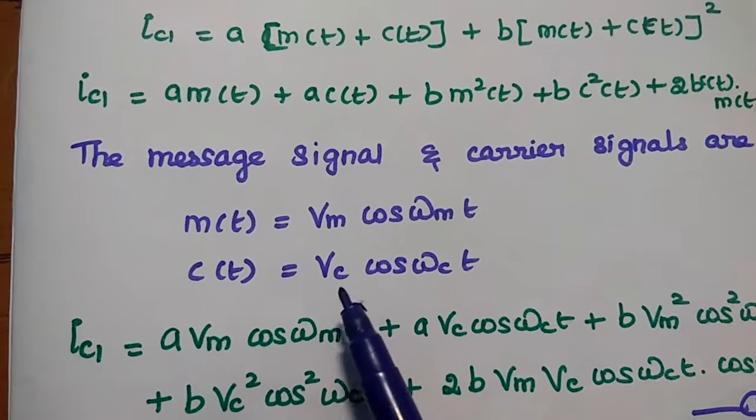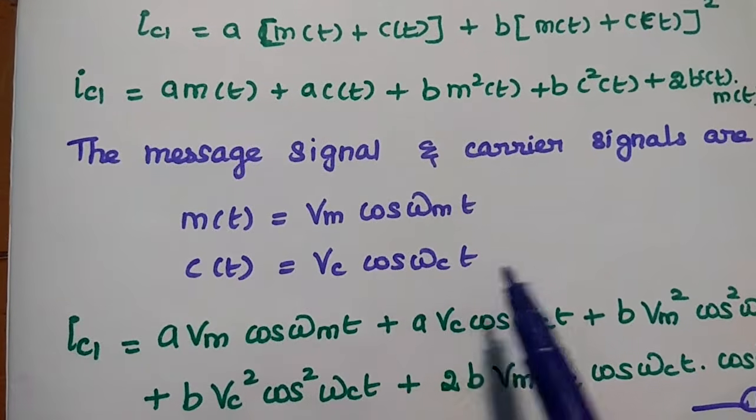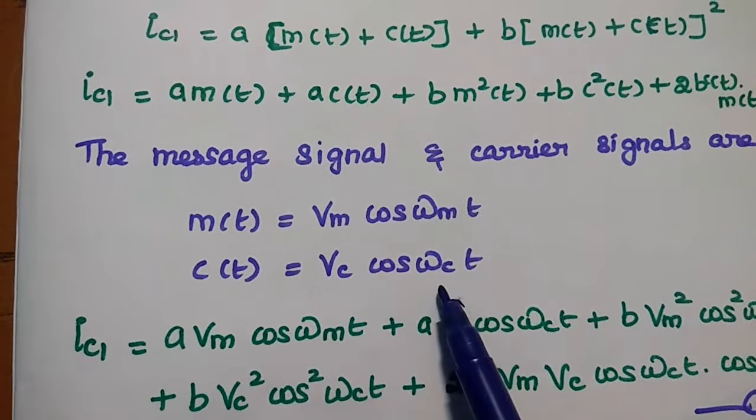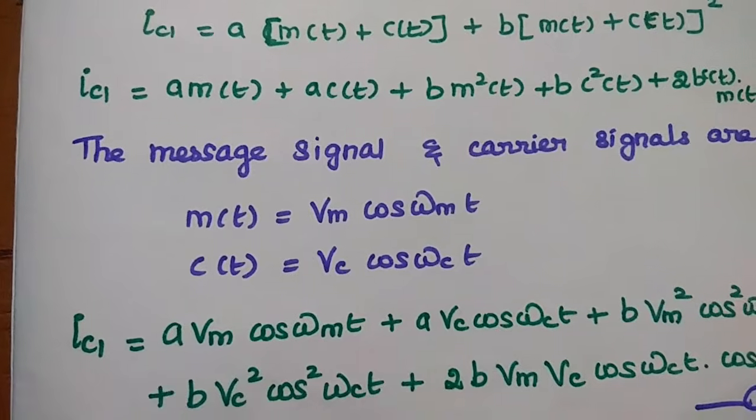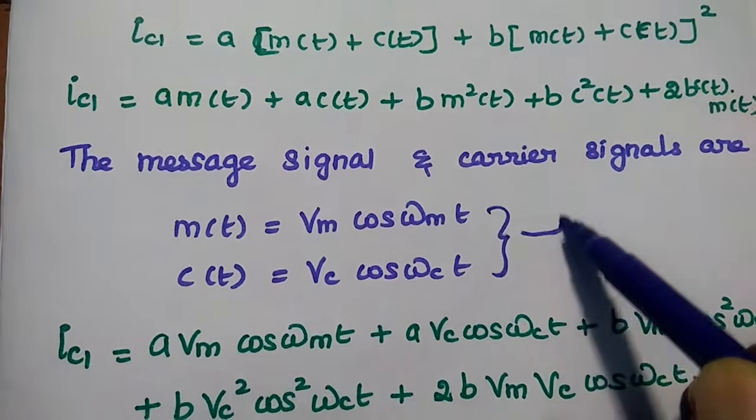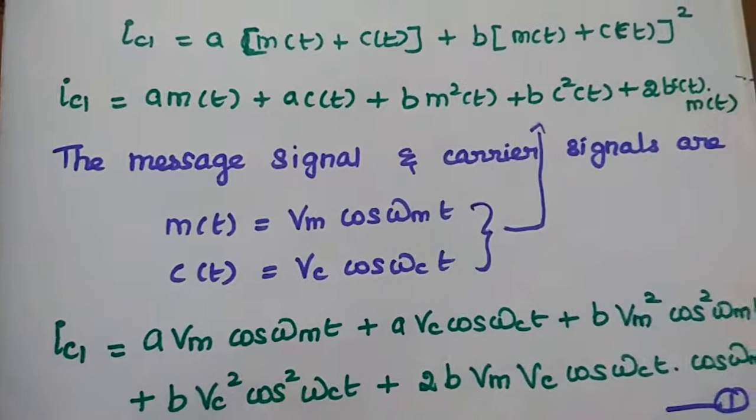C of t is equal to Vc cos omega ct. Vc means amplitude of the carrier signal. Omega c means angular frequency of the carrier signal. So we are going to substitute these two values in the above expression.